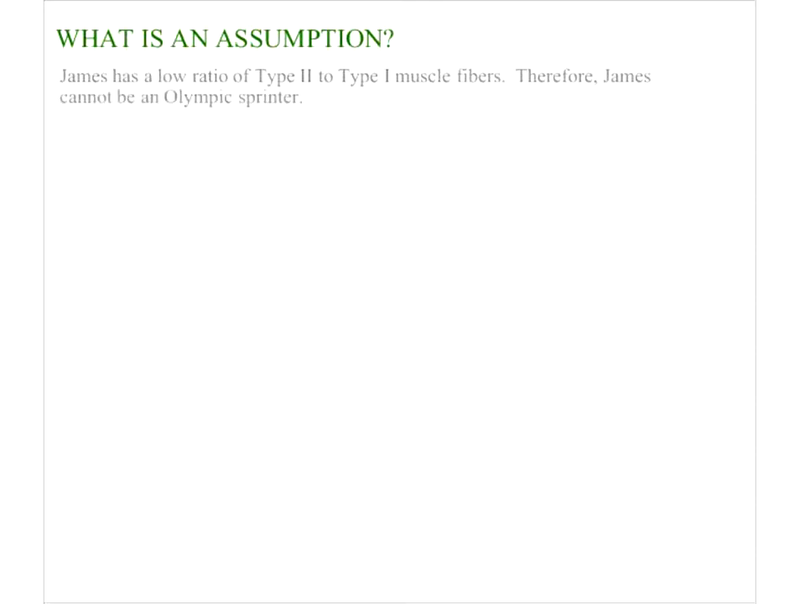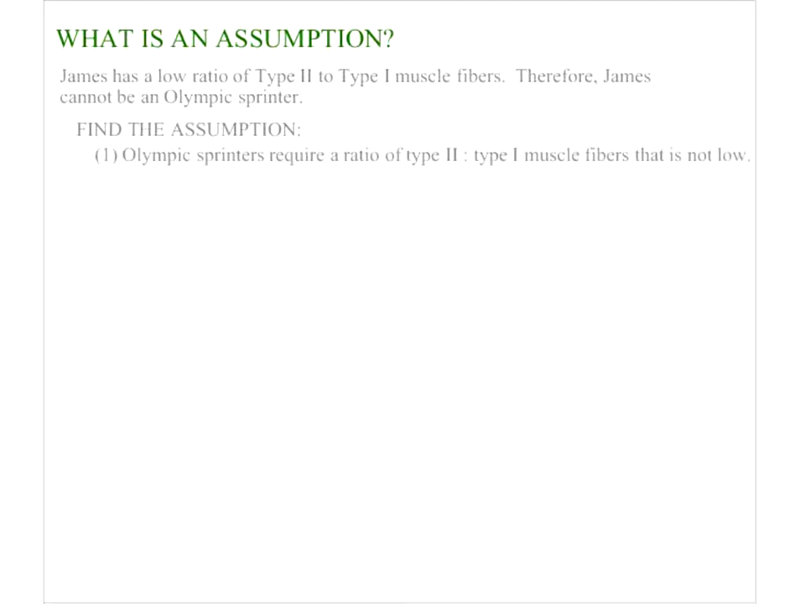Okay, let's find the assumption here, and I'm going to give you two choices. The first choice for the assumption is: Olympic sprinters require a ratio of type 2 to type 1 muscle fibers that is not low. And assumption 2 is: athletes require a ratio of type 2 to type 1 muscle fibers that is not low.